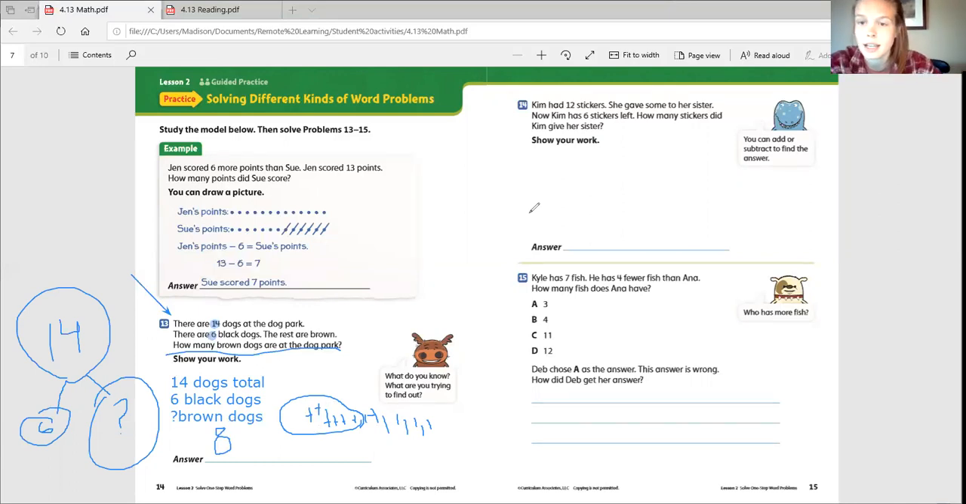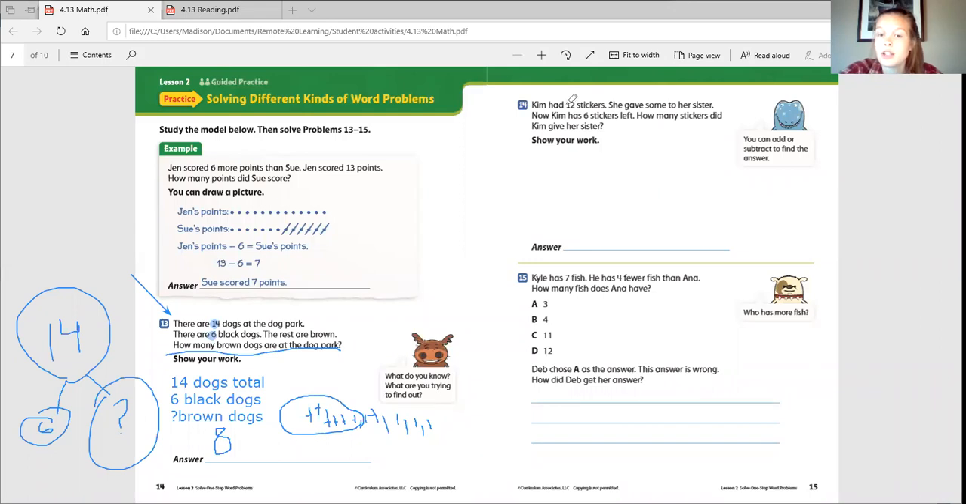All right, now do the same thing over here. We're going to read the problem, and then I want you to go solve it on your own. Kim had 12 stickers. She gave some to her sister. Now Kim has 6 stickers left. How many stickers did Kim give her sister? So pause it, try to solve it, and then come back.